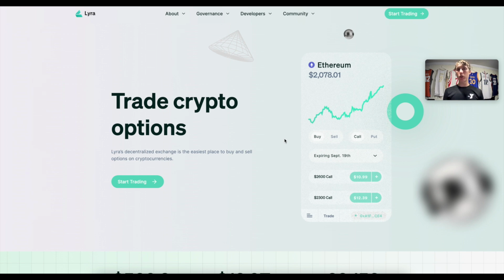Now the next protocol we want to talk about is Lyra Finance. This allows you to trade crypto options. Before digging in deeper on what options are, let's go and understand how the stock market works first. Tony's got some nice Jordans, and he knows someone's going to want his Jordans. He believes he can easily sell it for 150 bucks.